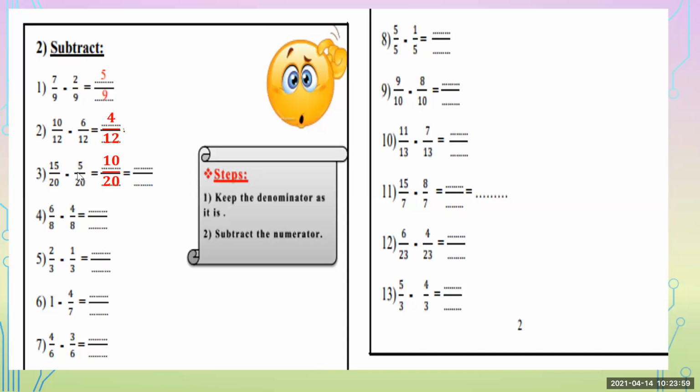I have here, ya Salma, 20 as denominator. So I will put 20 as it is, okay? Then I will subtract the numerator. 15 minus 5 equals 10. If you don't know how to subtract, ya Salma, I will count from small to big. After 5: 6, 7, 8, 9, 10, 11, 12, 13, 14, 15. So I will have 10. So I will put 10 over 20. Okay? Thank you, my dear.